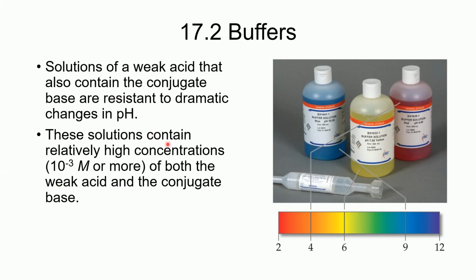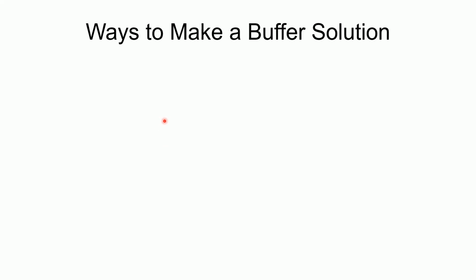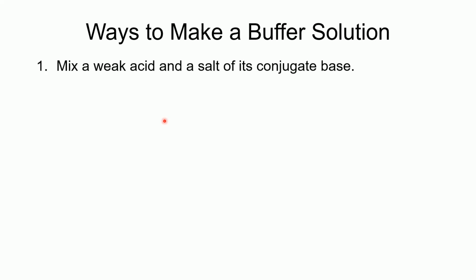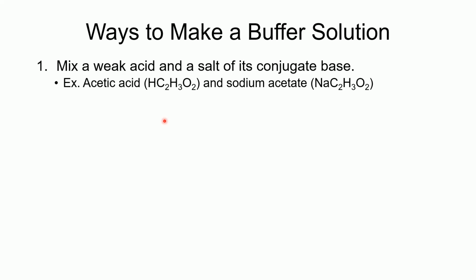So we want to look at how it is that we go about making a buffer. We know that it has to have both the weak acid and the conjugate base present in order to have a buffer, but there's a couple of different ways that we can achieve that. One is simply to mix a weak acid and the salt of the conjugate base together, and that will make a buffer.